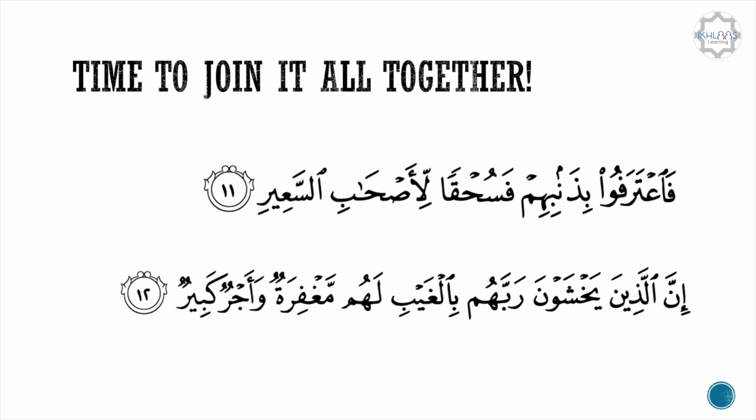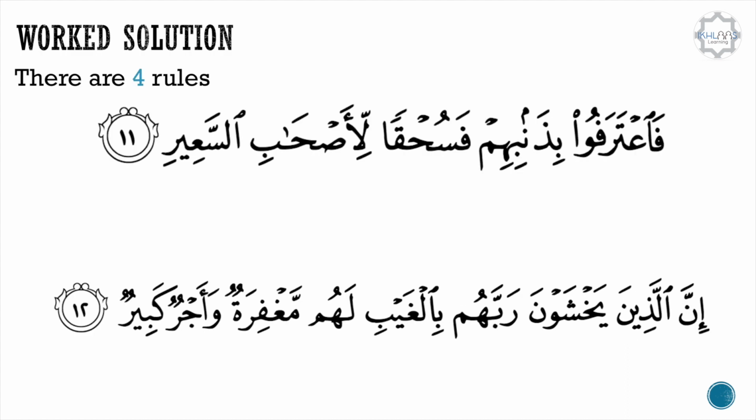Now it's time to join all the rules together. So let's have a look at this example. There are 4 rules to this example. So if we go across, we can see that there is a Noon Saakin followed by the letter Ba, which is the rule of Iqlab. And we can see from the symbol of Noon Saakin, it has a small Meem attached to it.